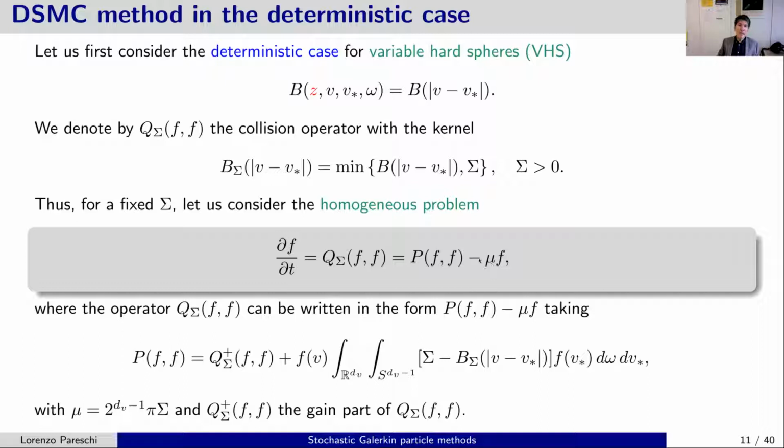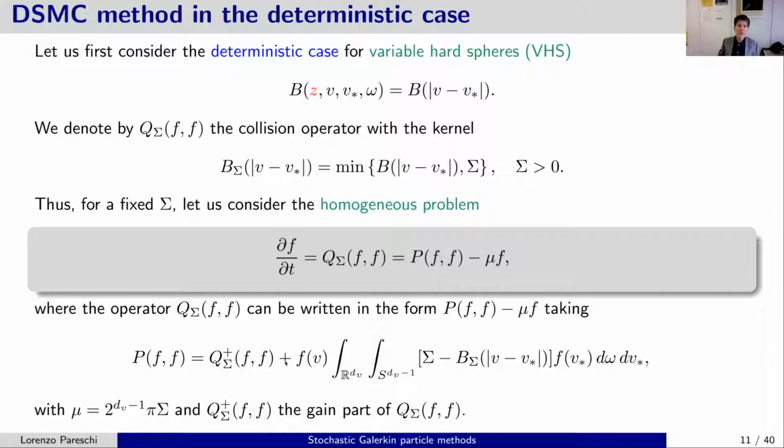You typically split the interaction operator into two parts, where typically the operator P of FF is essentially the gain part of the collision operator. However, in the case where the collision kernel is not constant, so it really depends on the relative velocity, this P of FF is rewritten in this form.